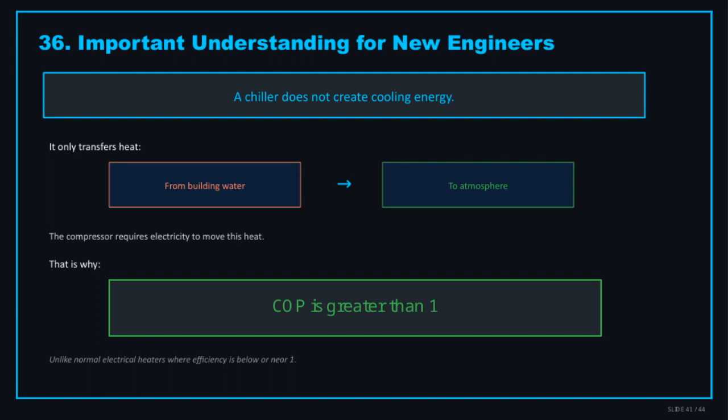Let's clear up a key point about how these systems work. Unlike regular electric heaters, which have an efficiency at or below 1, the coefficient of performance, or COP, is actually greater than 1. That's because the compressor uses electricity not to create heat, but to move it. It pulls heat from the building's water and releases it to the atmosphere. So, a chiller doesn't generate cooling energy, it simply transfers heat from one place to another. This is an important concept for new engineers to grasp.